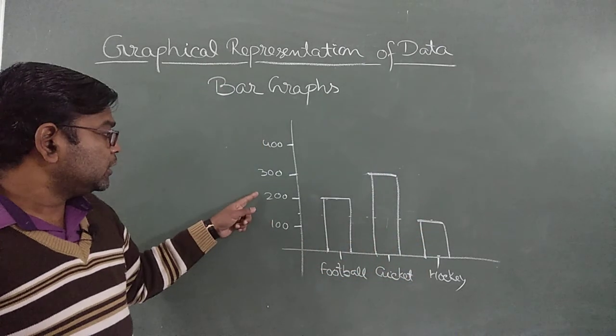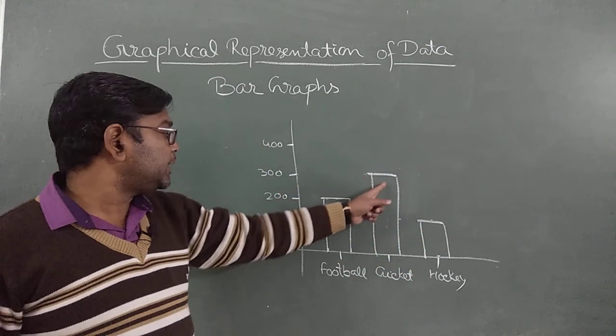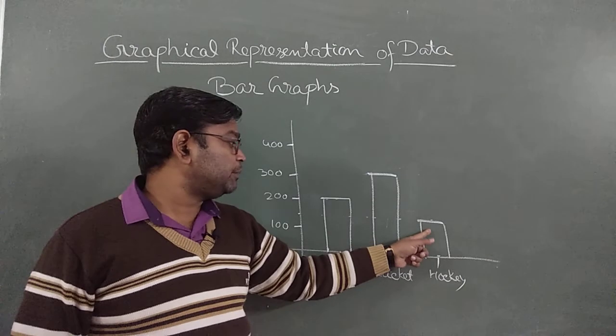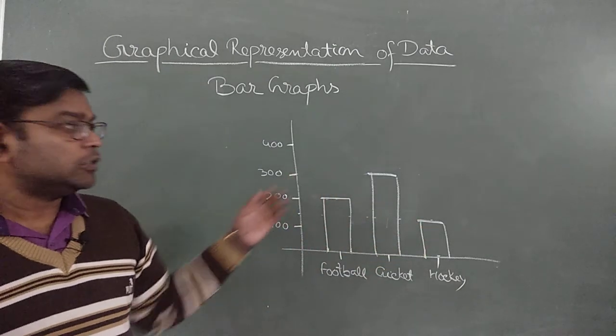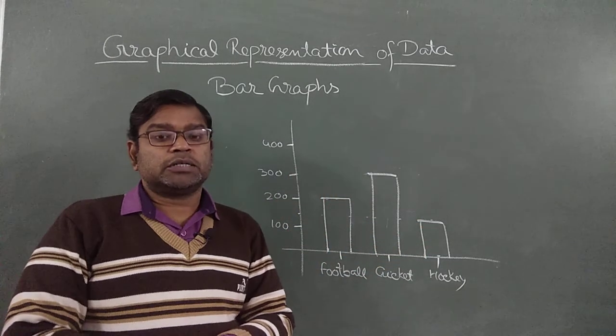So we can see it's 300 plus 200 plus 150, it's 650. So likewise, questions may be asked from you.